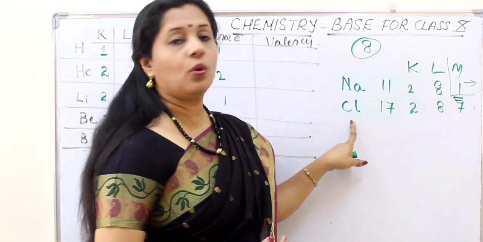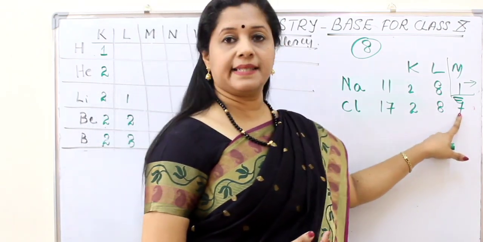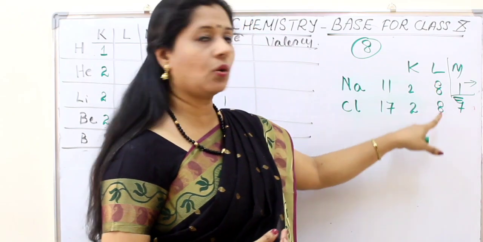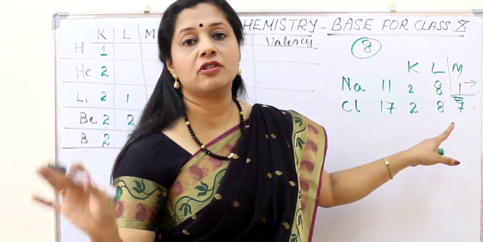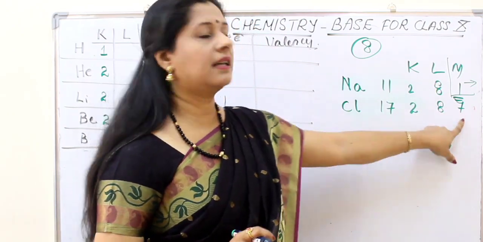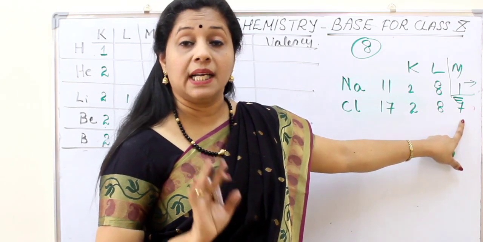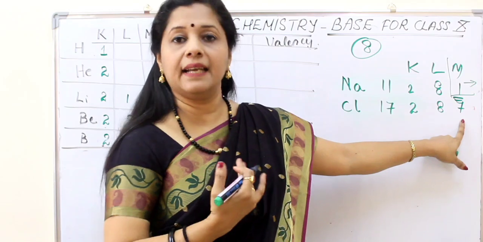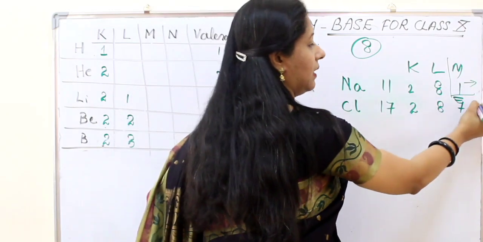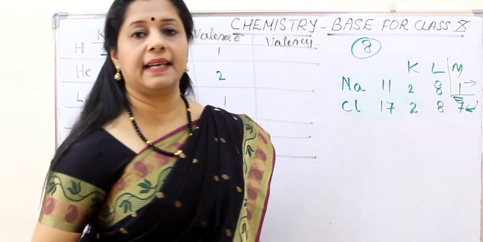At the same time, look at chlorine. Chlorine has 7. So chlorine also sees sodium. If it thinks, okay, I can also leave 7, again there is a great difference. That is not acceptable. So for chlorine, rather than giving 7, taking 1 is enough. So sodium is giving 1, chlorine can take that 1.